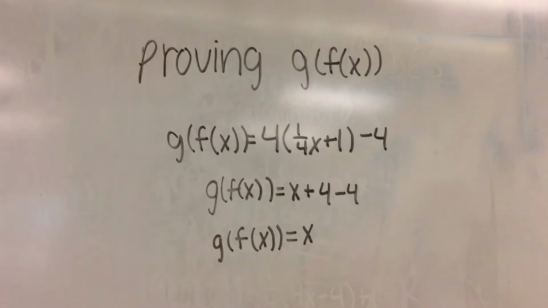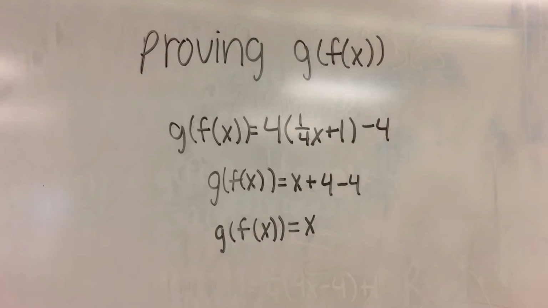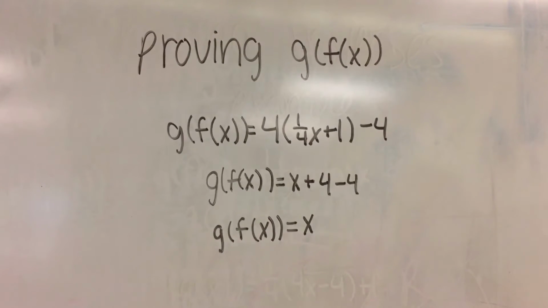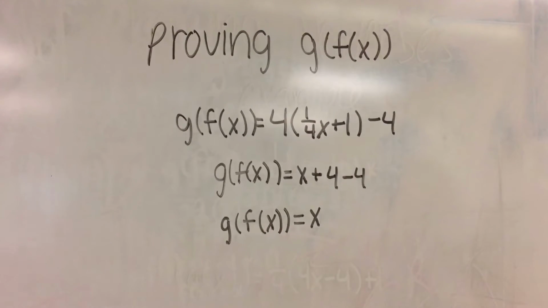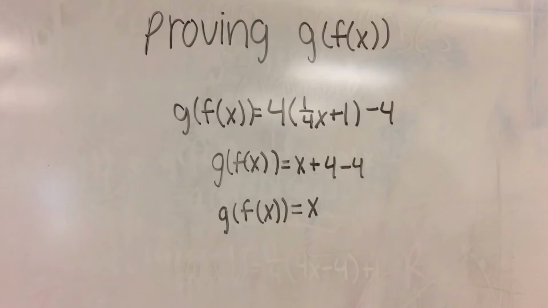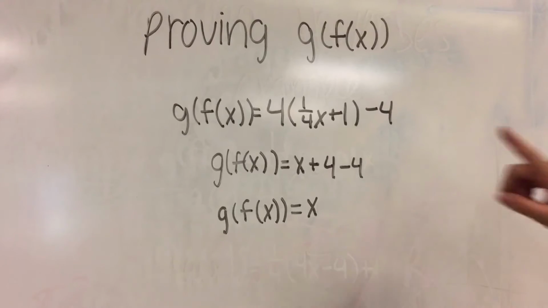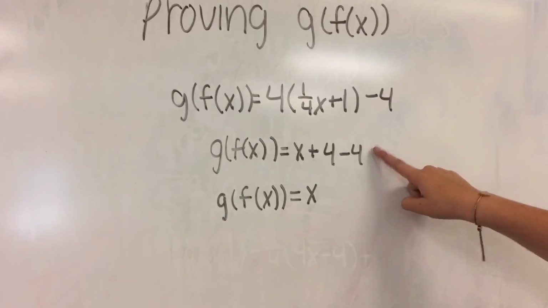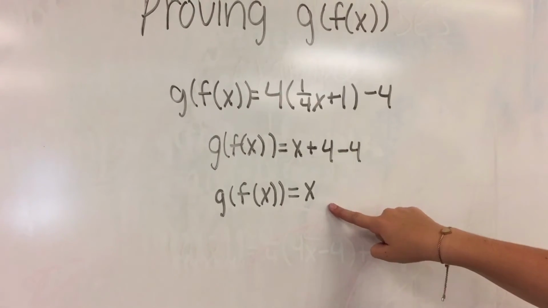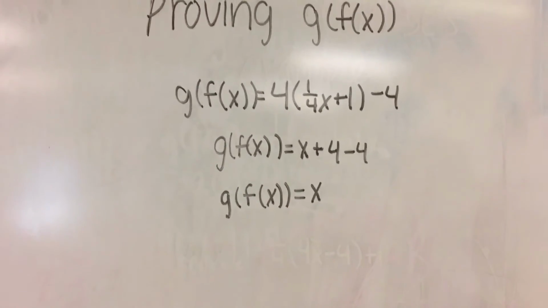We will now solve for g of f of x. Insert the function f of x into g of x. Insert 1/4 x plus 1 into g of x. Now you will distribute the 4 across the 1/4 x plus 1. Combine the like terms. We have now fully proved that these two functions are inverses.